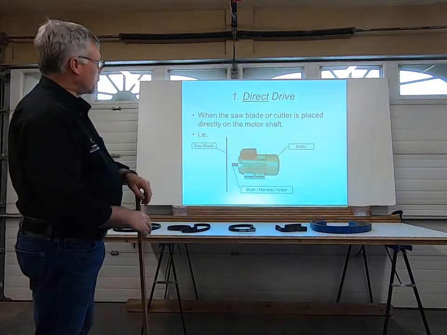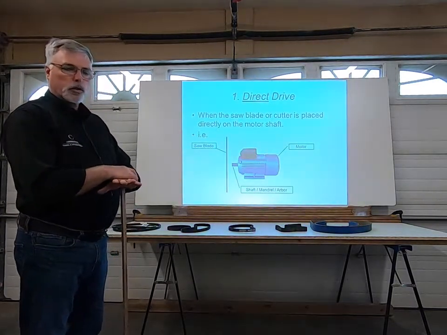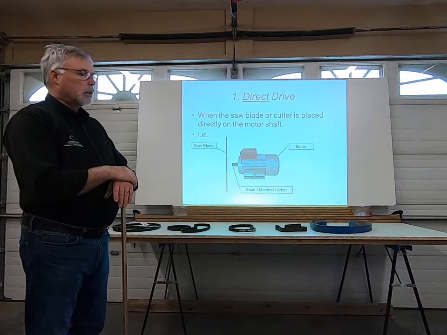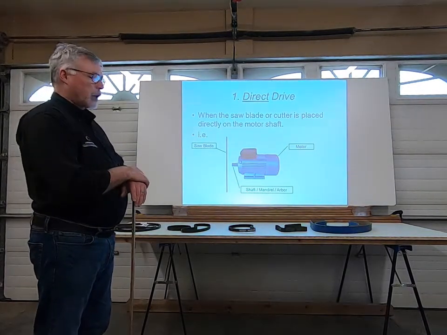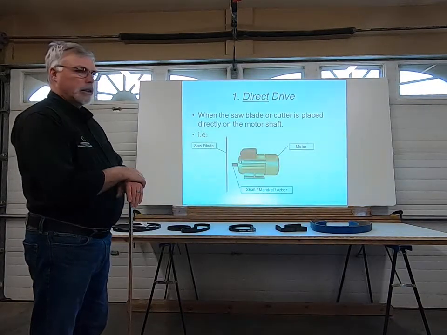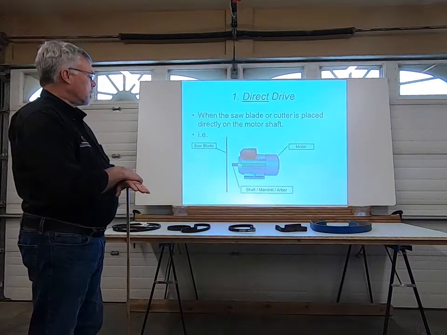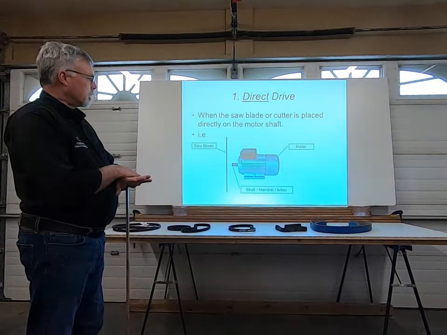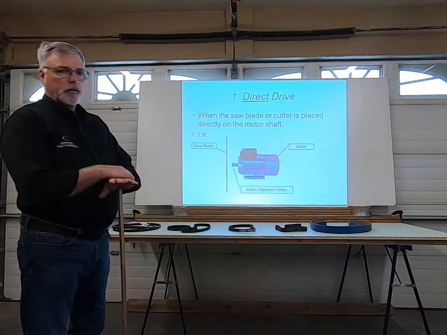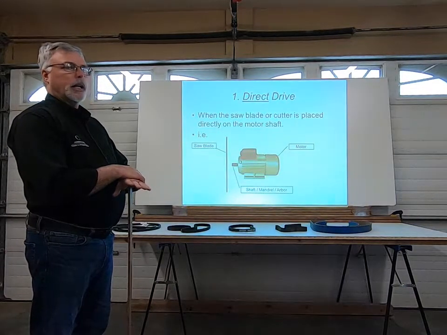And when I talk about direct drive, that is anywhere where the cutter head or the saw blade is mounted directly onto the drive shaft on the motor. A good example for that would be a radial arm saw. One of the biggest advantages is that there's almost no torque loss with a direct drive system. The disadvantage for this is that it does take up a fair bit of space in the machine design.